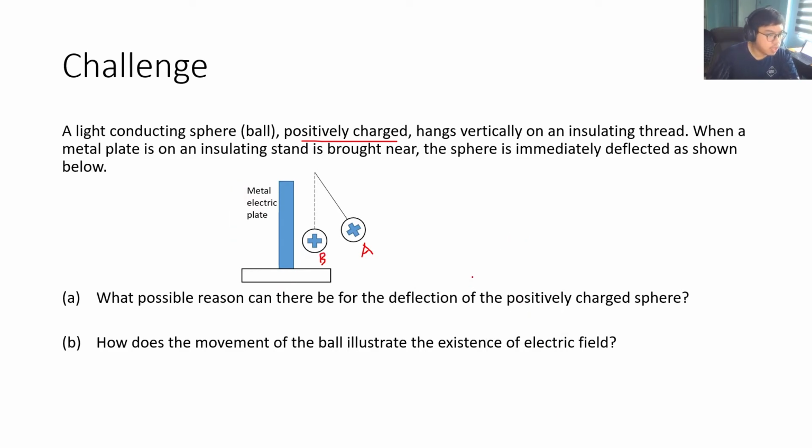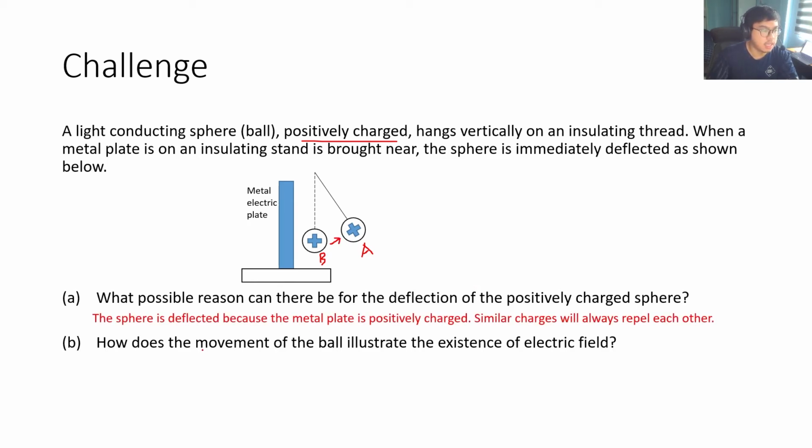Question A. What possible reason can there be for the deflection of the positively charged sphere? So why does the positively charged sphere move in this manner? That is because the metal plate must be positively charged, and similar charges will always repel each other, and that's why the sphere has that movement.